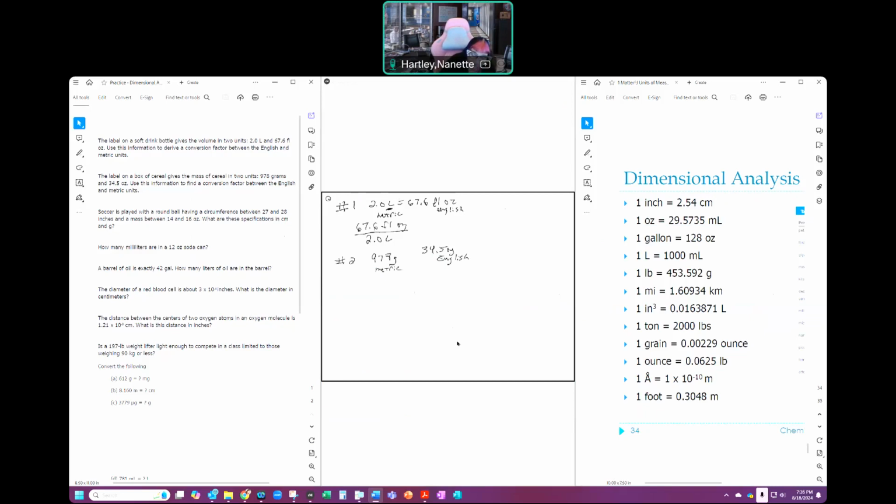The same reason that I did it that way before, I'm going to do it again. It said English to metric, so I like to put the English on the top and the metric on the bottom. That's all I needed. That's it.